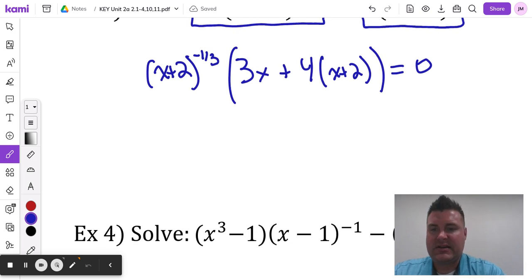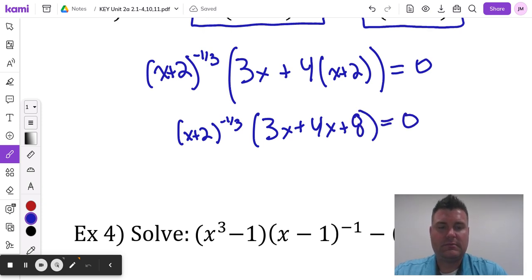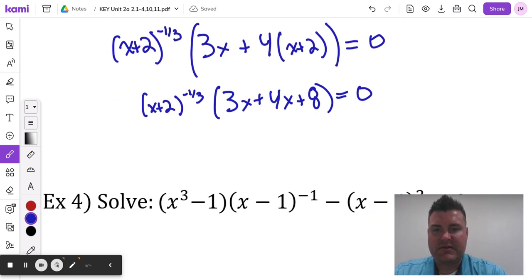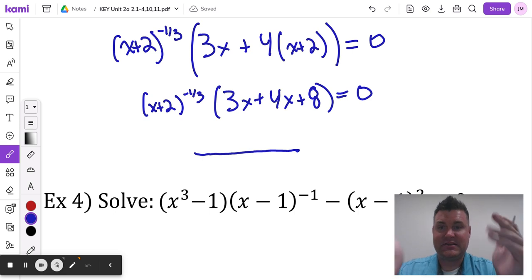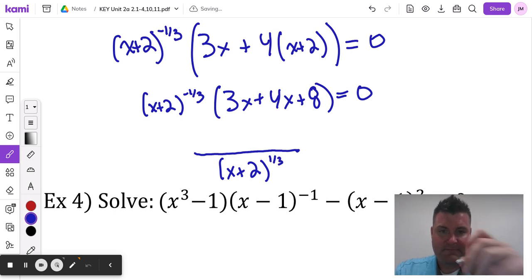So that inside expression is going to become 3x plus 4x plus 8. So this becomes 7x plus 8. I'm going to rewrite this real quick as a fraction, because do we agree that this x plus 2 to the negative 1/3 belongs on the bottom? Yes, this belongs on the bottom. Make this a 1/3. At the top, I'm going to get 7x plus 8.